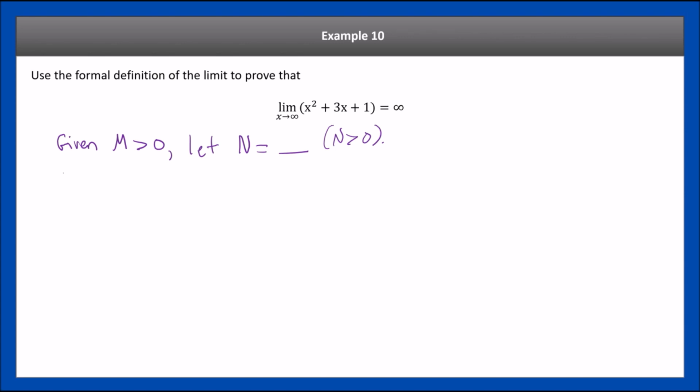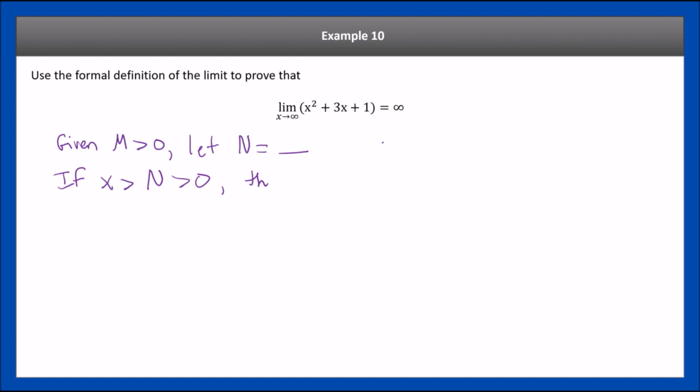So if x is greater than n, which is greater than 0. There it is, I put it there. That's where I would put greater than 0 in the proof, so we don't have to write it twice. So here, we know that n has to be greater than 0, so x has to be positive.